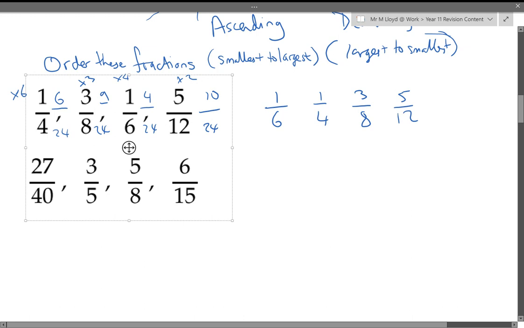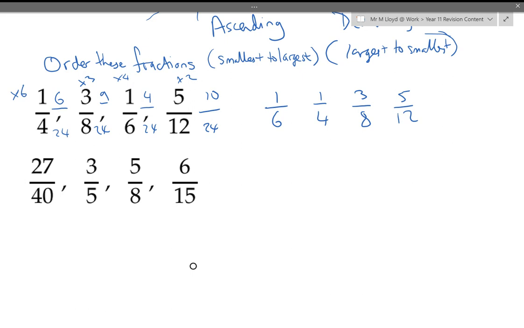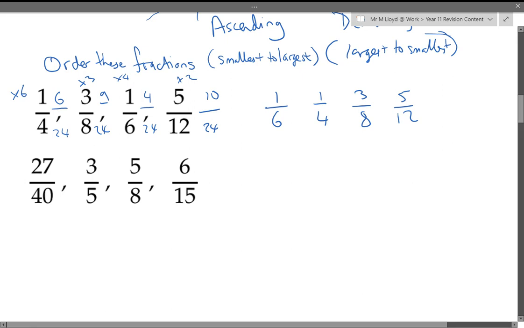Okay, so this one, a bit tougher. 15. 15 for 5 and 8, they go to 40, no problem. 15 is my problem. So this will go to 80. This will go to 120, actually. And so will all of them if I do the right calculations.